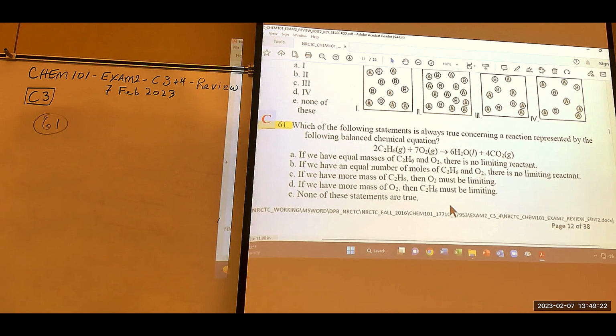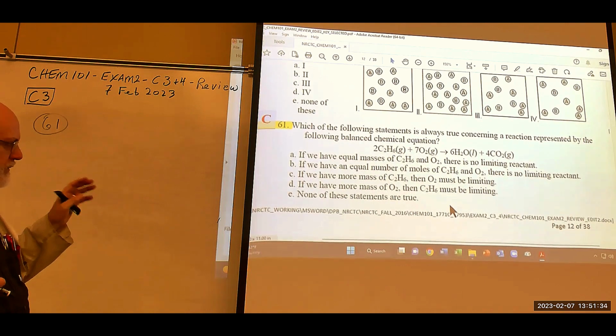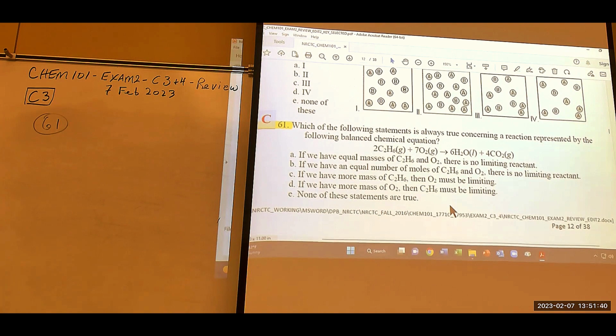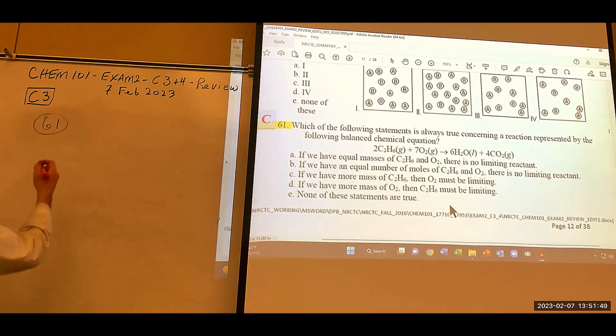Okay, which of the following statements is always true concerning reactions represented by the following balanced chemical equation? All right. So, here's my pointer. Which one of these statements is always true concerning this reaction? Notice the answers: masses, limiting reactants, and numbers of molecules. We already have access to the numbers of molecules because we have the coefficients for the balanced equation, but we don't have masses yet. So what would the mass ratio be for these?